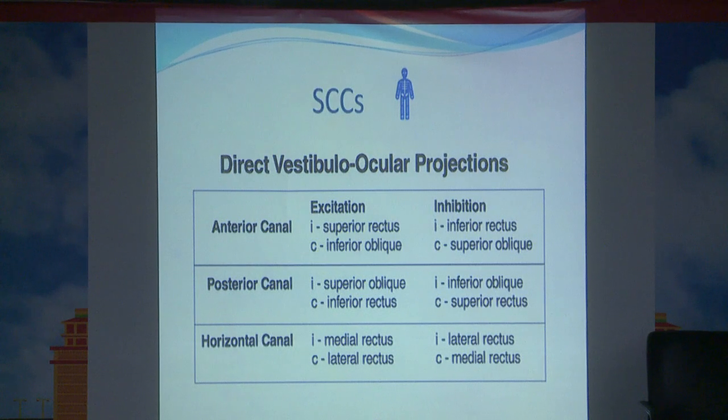We will not go into this detail. You have anterior canal, posterior canal, and horizontal canals, as you all know, and they are supplying particular muscles. The anterior canal supplies the elevators, that is the superior rectus and the inferior oblique, and the posterior canals supply the depressors, that is the superior oblique and the inferior rectus. And they are working in a push-pull mechanism: if the anterior canal is activated, the posterior canal is going to be inhibited.